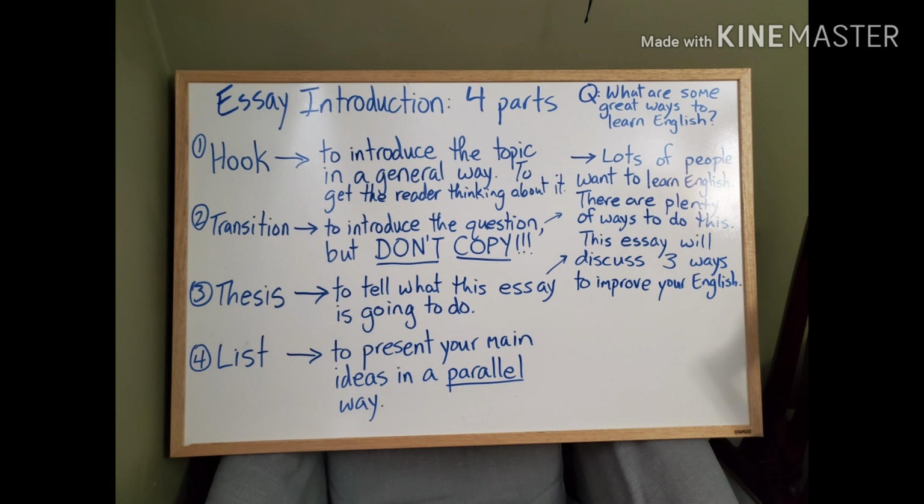And now, part number 4 of an essay introduction is the list. Its job is to present your main ideas in a parallel way. So this sentence is going to have your ideas. We're looking for 3 ways, and they want to be parallel. Parallel in an essay means the same form. So either noun, noun, noun, or adjective, noun, adjective, noun, adjective, noun, or verb, noun, verb, noun, verb, noun. Whichever way you list them, you want it to be parallel. It makes your English look fantastic.